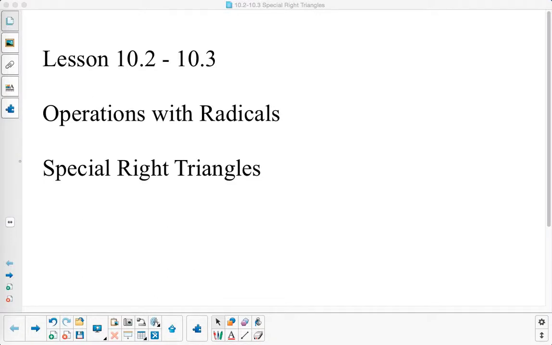Today we're going over lesson 10.2 and 10.3. I'll do a little reminder about the operations with radicals, a little bit of what we did in section 10.1. And then today we're looking at special right triangles. They're the right triangles that have special angles like 30, 45, and 60.